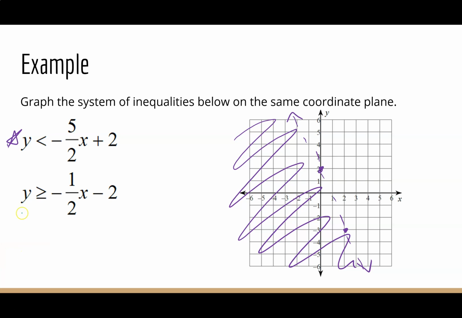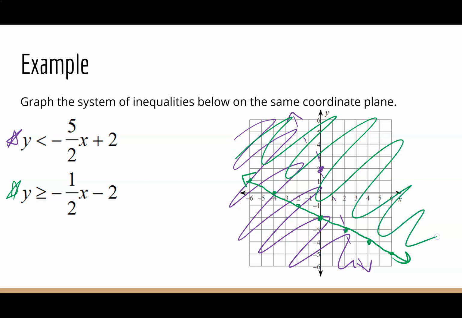And let me get green ready. Starts at -2, down 1/2. And this one is a solid line. Now, this one is above. So what we are looking for is where the shaded regions cross. That is the shared solution. So if you look at that, that's in this area.